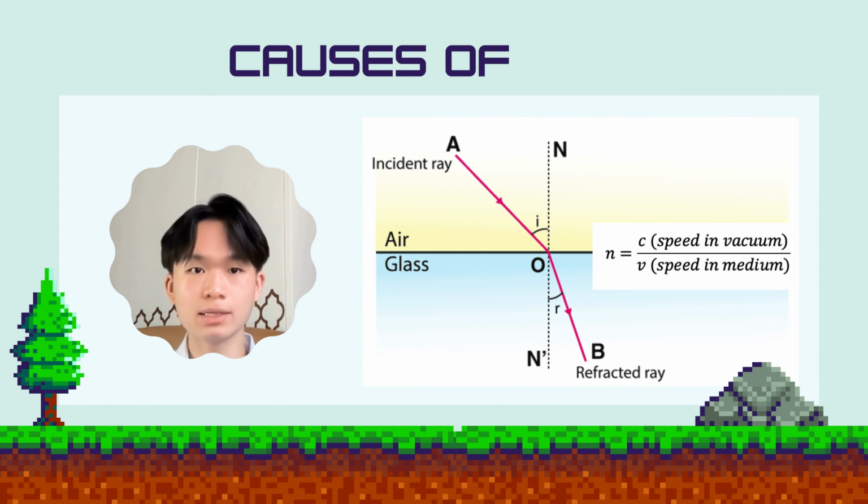Causes of refraction. Due to the different density, a wave has a different velocity when it enters a new medium. The ratio between how fast light travels in a vacuum and in a medium can be represented by a refractive index, denoted by n and given by n equals c, the speed in vacuum, over v, the speed in medium. Based on the refractive index of the medium, it can be concluded that the change in speed results in the change of direction, or simply known as refraction.